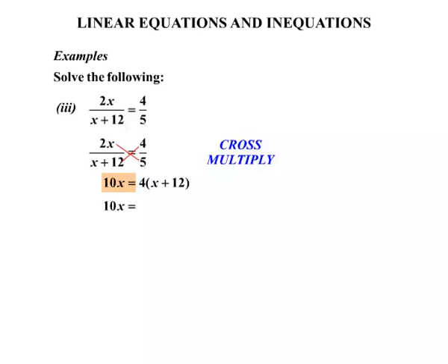On the left hand side, let's just write the 10x. On this side, let's expand the brackets now. We get 4x plus 48. Now we've got 10x on this side. On the other side we have 4x.